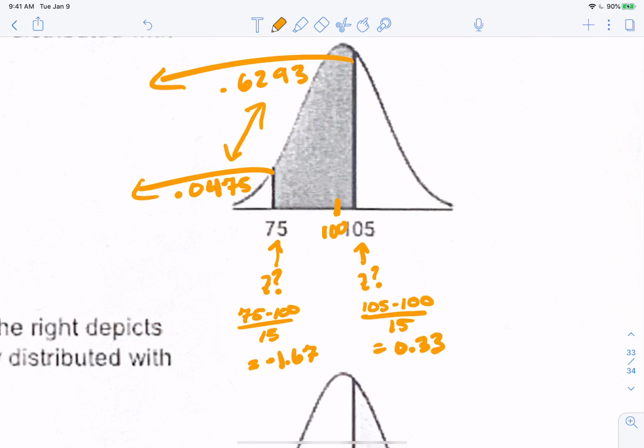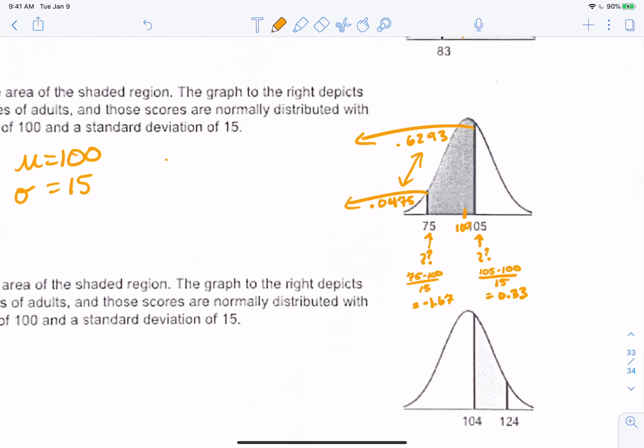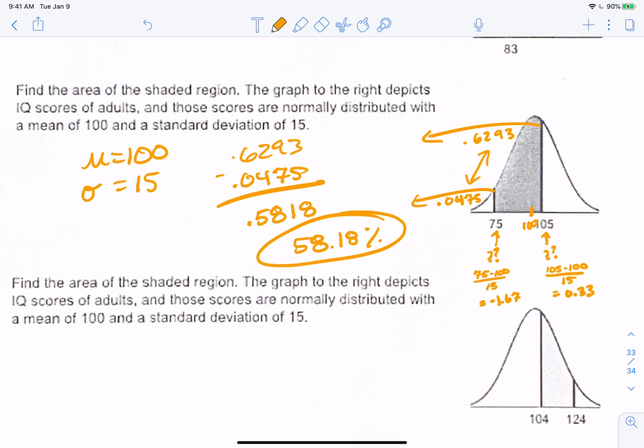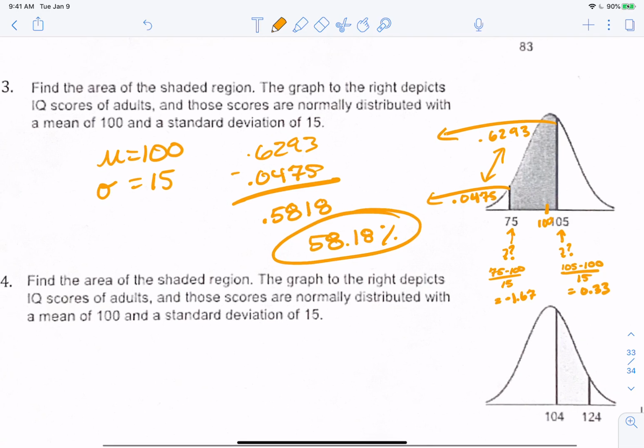Subtract. 0.6293 minus 0.0475 is 0.5818. So 58.18% of people are between 75 and 105 for whatever we're talking about. What are we even talking about? No idea. IQ scores. 58% of people have an IQ between 75 and 105, according to this.